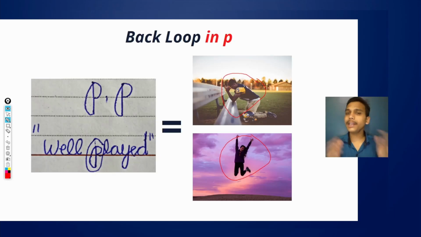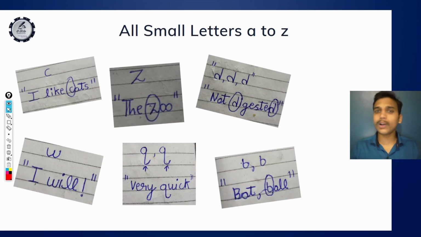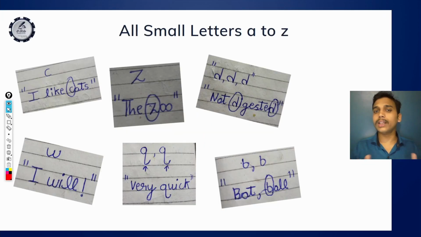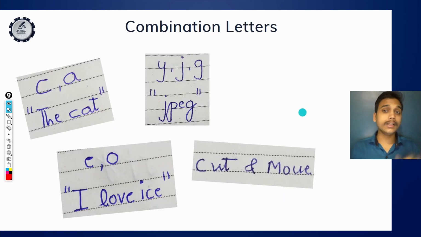and then we will be able to find if the writer is an introvert, if the writer has a good confidence level, patience levels, is social, or is someone who has good blood pressure or not. So we will be able to find a lot of things by just looking at small letters. You will be learning about all letters in this course.